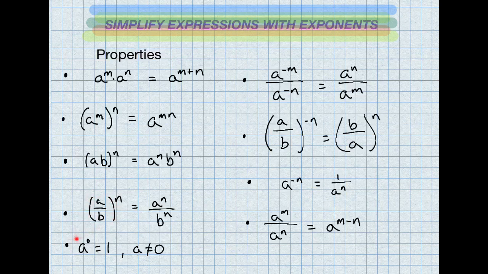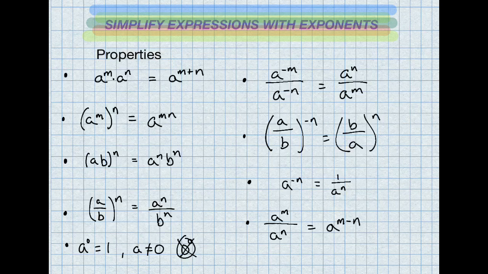Okay. Next rule: any number raised to the zero power equals 1, so long as that number doesn't equal 0. So in other words, you can't have 0 raised to the 0. Okay, you can't have that. So that's all this is saying, that a cannot equal 0. Any number raised to the 0 power equals 1.